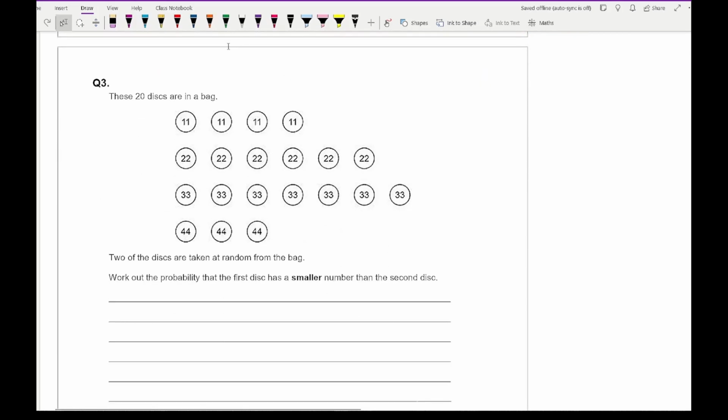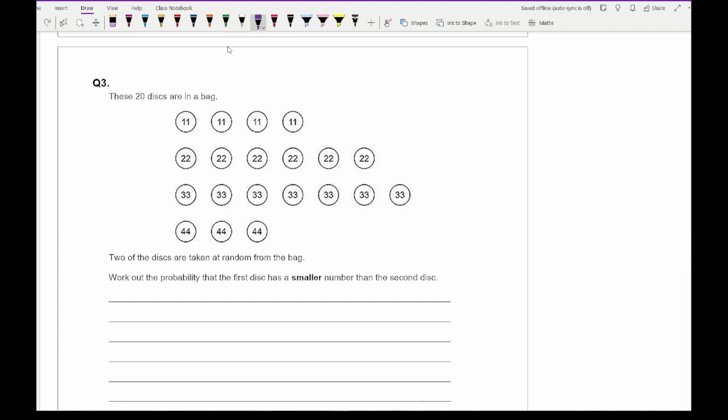Moving on to question 3. Again, if you want to have a go at this question, please pause the video at this point and have an attempt, then unpause so I can carry on with the question. So here it says, these 20 discs are in a bag. 2 of the discs are taken at random. Work out the probability that the first disc is smaller than the second disc.